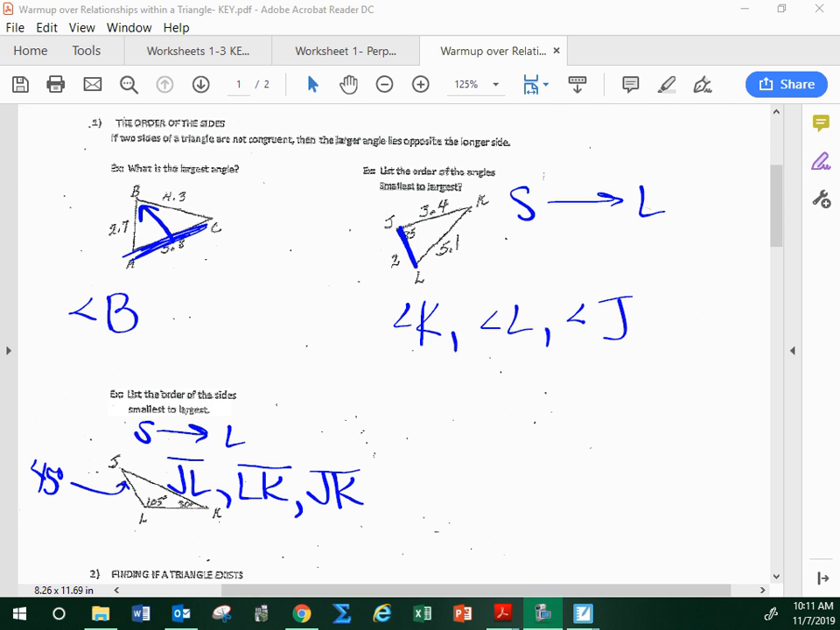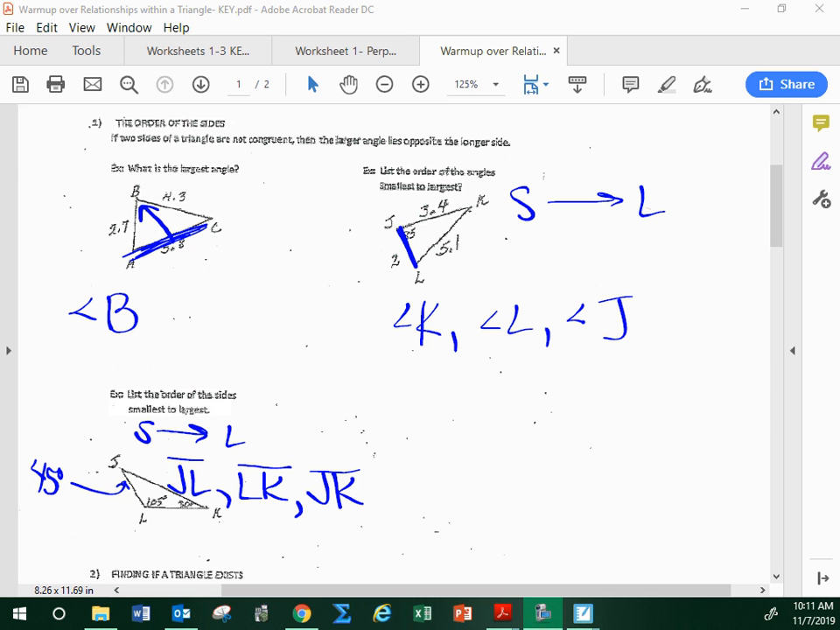Because it's been like a week since I've seen you. This is what we learned on day 1. So this was our small, medium, large side, small, medium, large angles. Does it make a triangle? What are the possible lengths for the third side? Is it acute, obtuse, right? All that jazz. So just a refresher with that.